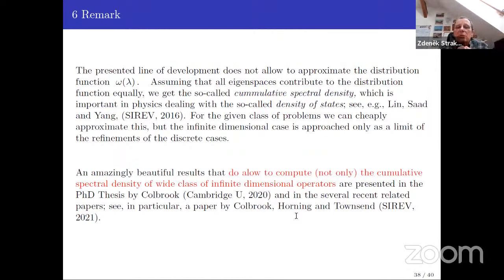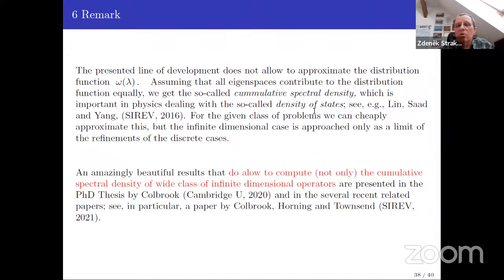I should, of course, admit I am restricted here only to this class of operators that I have. You don't have anything else for the larger classes. And also, I should admit that I was talking about distribution functions, but we are unable to compute these distribution functions. We are only able to approximate the spectrum, not the weights. So we are able to approximate the so-called cumulative spectral density, which assigns to each eigenvalue an equal weight. So that's what we can do.